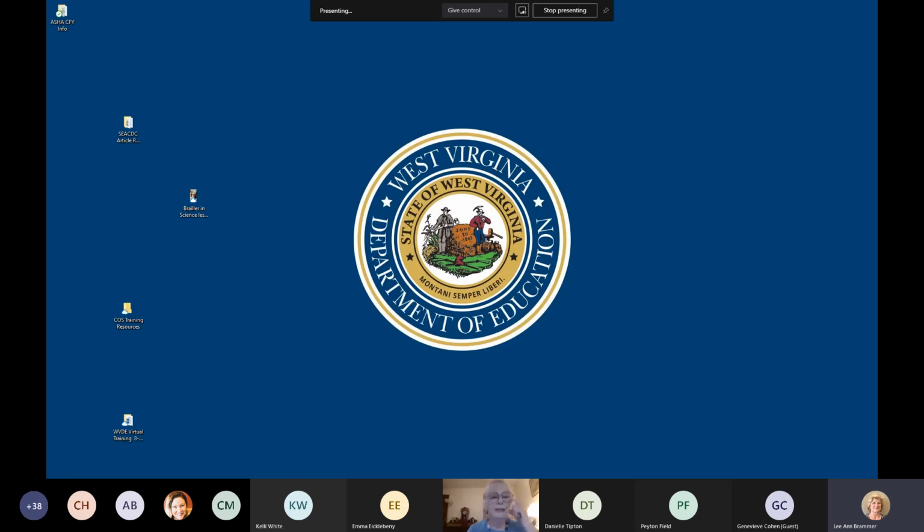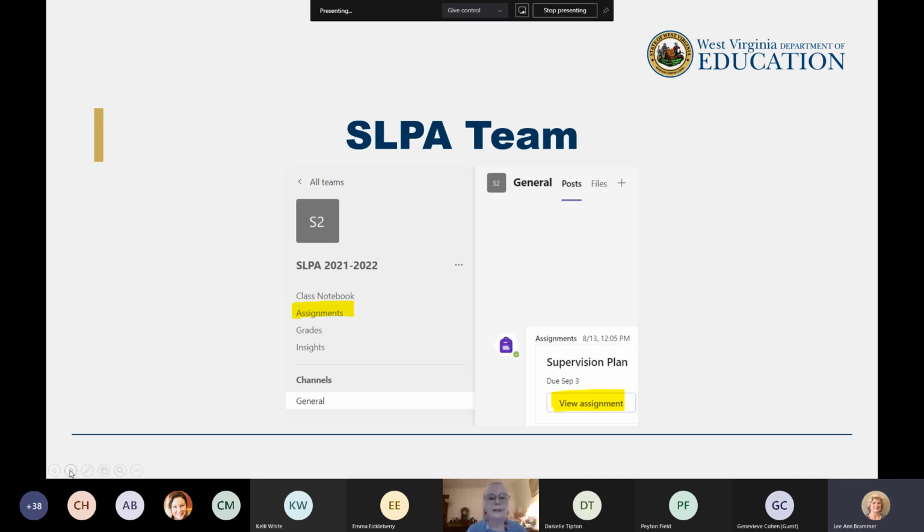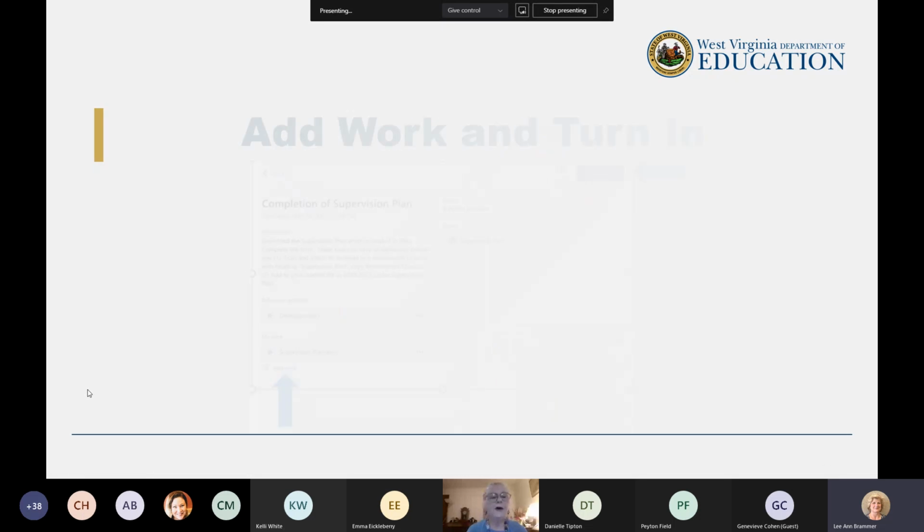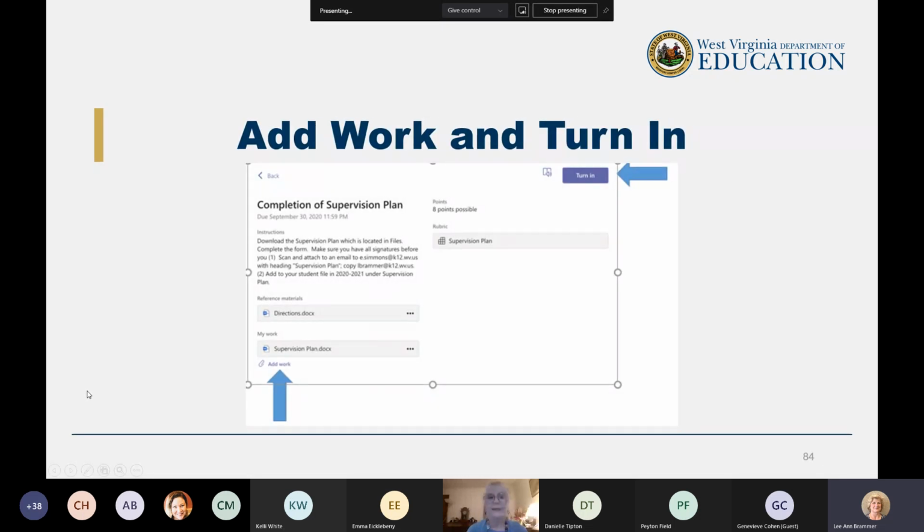So if you go to the next slide, you can see that as an SLPA, you have a place at the bottom after you've gone through and looked at the directions, and there's the supervision plan where you can download it. And when you've filled that out, signed it, and gotten it scanned, consider how you're going to get it scanned. I'm sure the board office somewhere has a scanner.